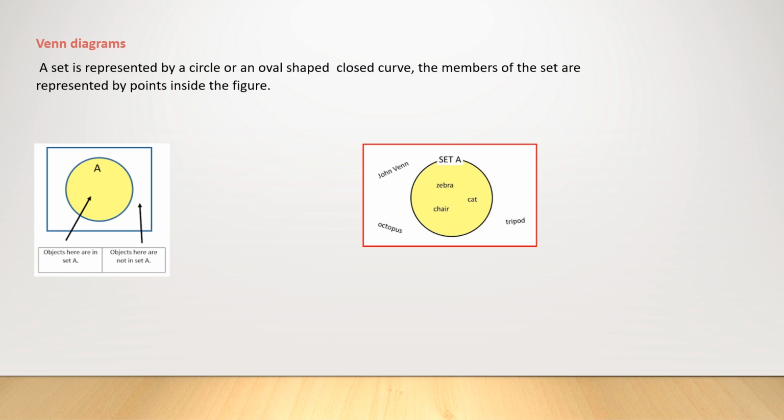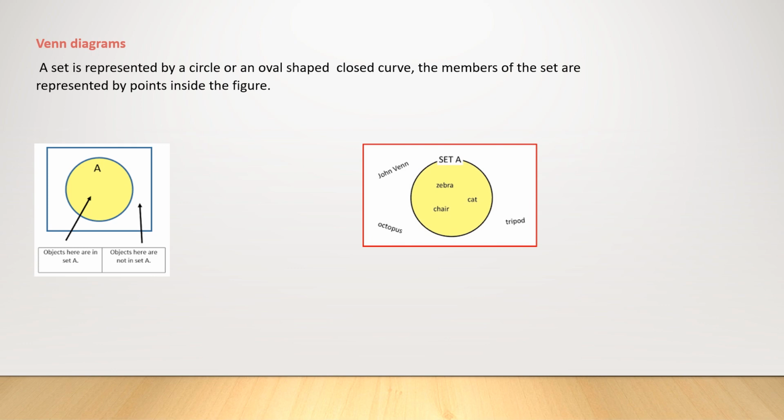Objects here are in set A and one arrow is pointing outside the circle. Objects here are not in set A. From the second figure we can see set A. Inside the set A circle we have zebra, chair, cat. So we can say that zebra, chair and cat are the elements or the members of set A.